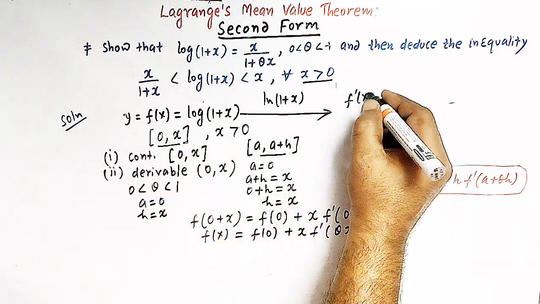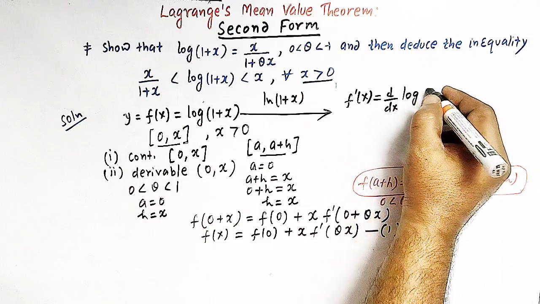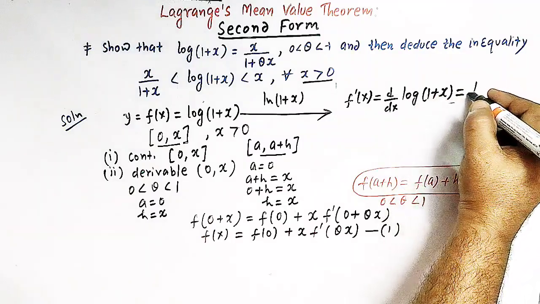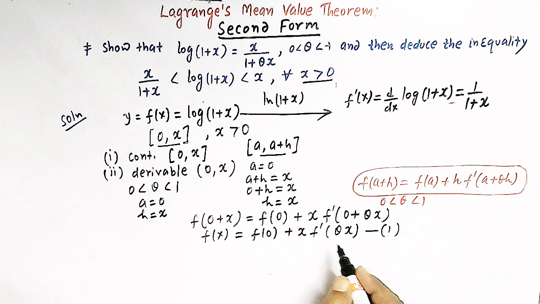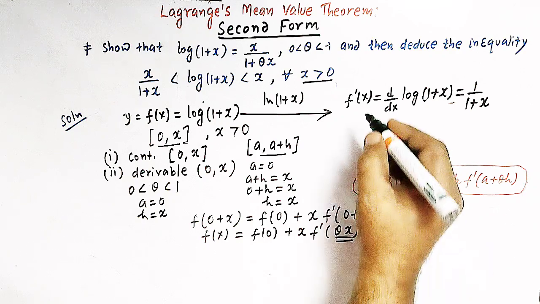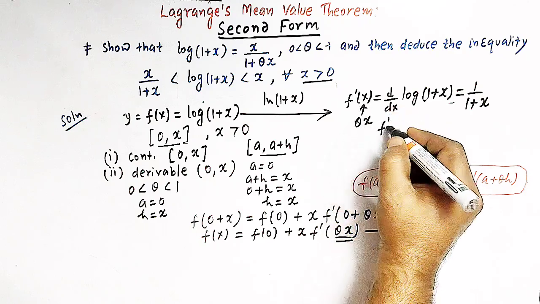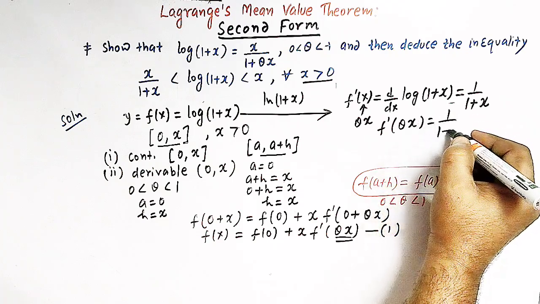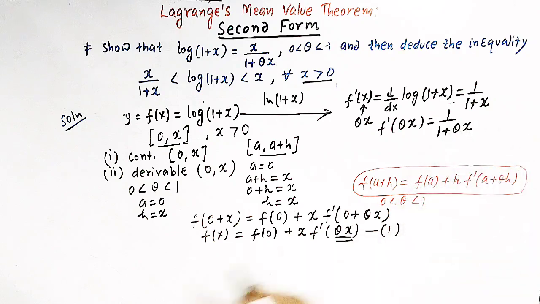So f prime of x is given by d by dx of log of 1 plus x, and the derivative of log of 1 plus x is simply 1 over 1 plus x, right? So now here we need to find out f prime of theta x. So let us replace this x by theta x. So f prime of theta x is given by 1 over 1 plus x is replaced by theta x, right?